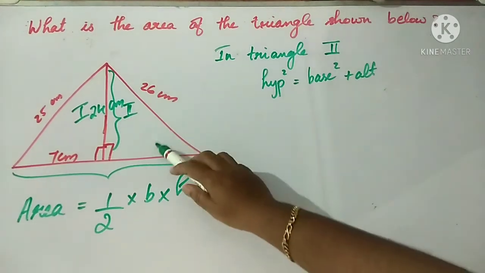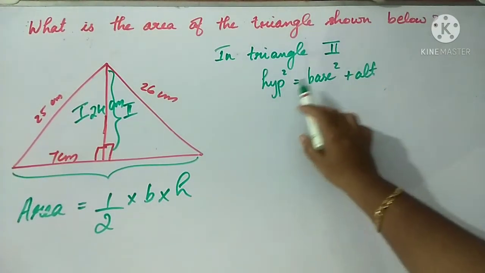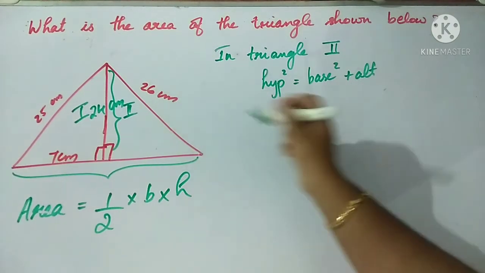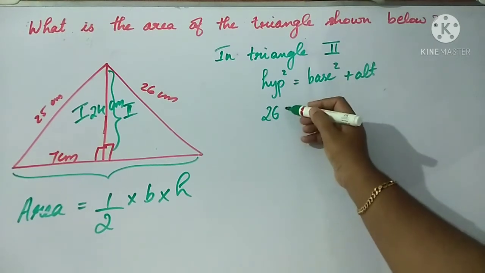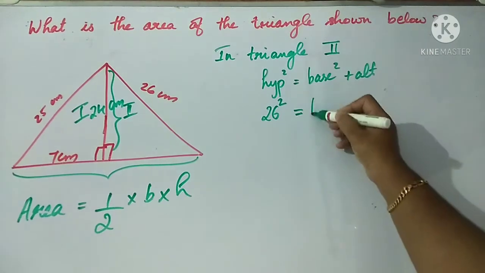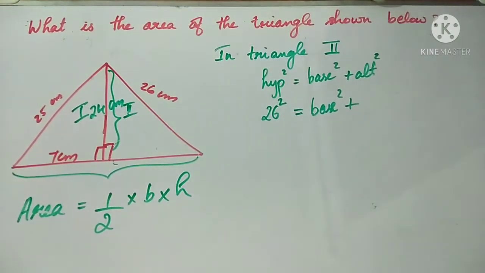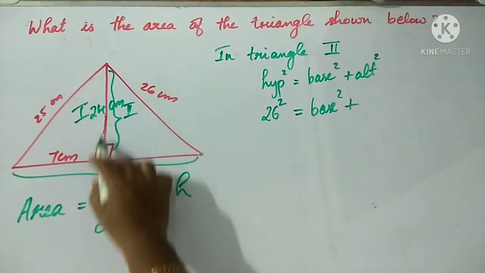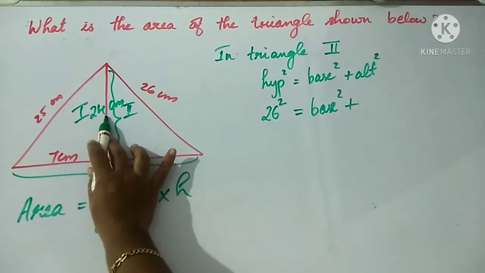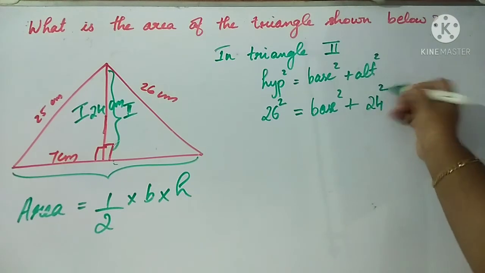Now coming to the second triangle, here also let us substitute the Pythagoras theorem. Hypotenuse square is equal to base square plus altitude square. Hypotenuse is given as 26 centimeter. So we take 26 square is equal to, base is what we have to find, so base square plus altitude square. Here already we have found what is altitude in the first triangle. Here it is same. Altitude is same for both the triangle. So altitude is 24. So we take 24 square.